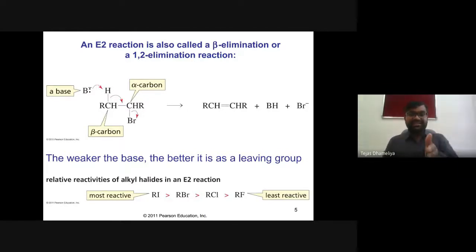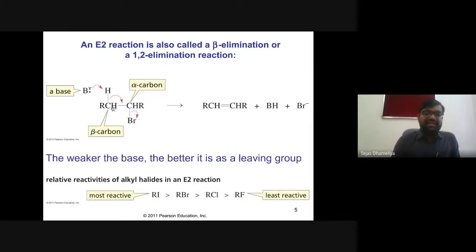एक साइड से अटैक करता है, दूसरा दूसरी साइड से लीव होता है. So here it is also the same case. Here base will abstract the proton. This bond in between the carbon and hydrogen shall move towards the 2 carbon, and the bromine will depart in the form of Br minus. So thus it will lead to the formation of this.